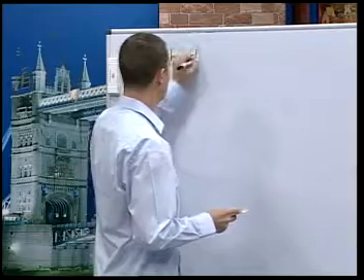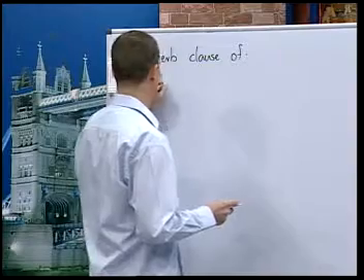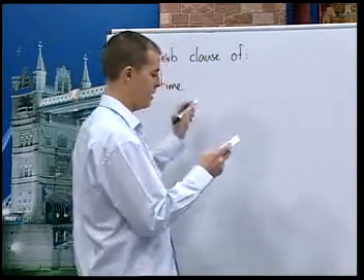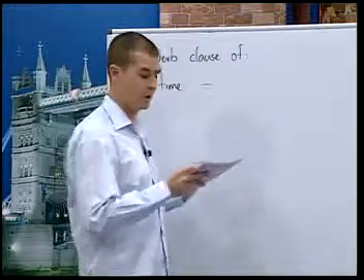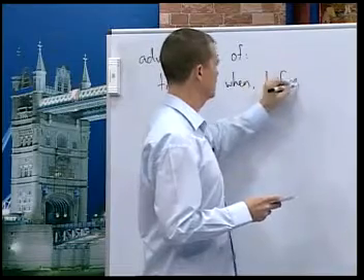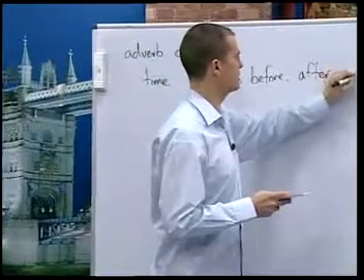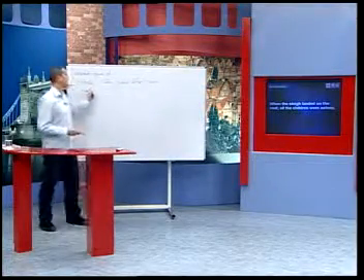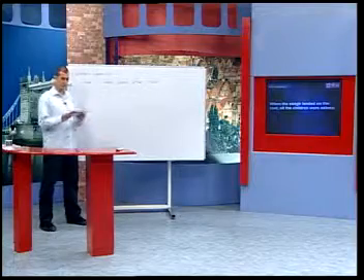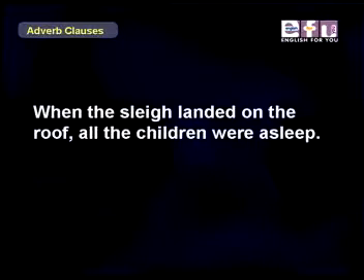So we have adverb clauses of time, and these are introduced with words like when and before and after or since. Adverb clauses of time using when, before, after and since. As in this sentence, when the sleigh landed on the roof, all the children were asleep.